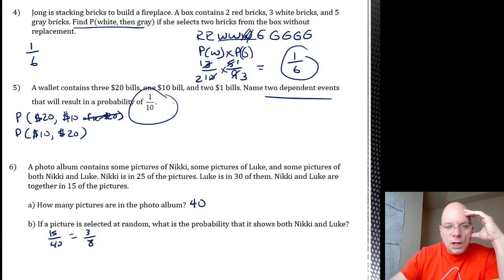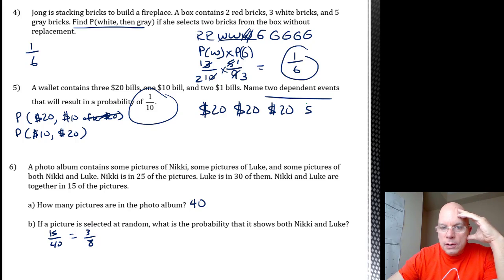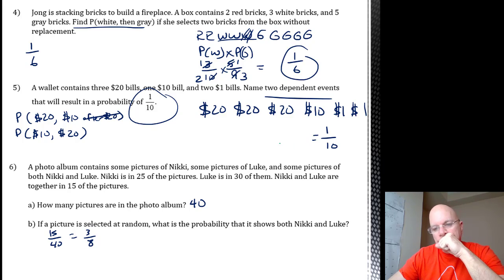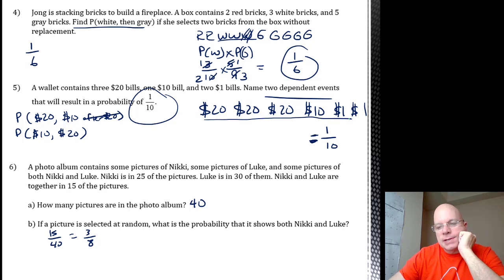A wallet contains 3 $20 bills, 1 $10 bill, 2 $1 bills. Name 2 dependent events that will result in a probability of 1/10. You have to work backwards on a problem like this. First I think of how many possible outcomes do I have? I have 6.